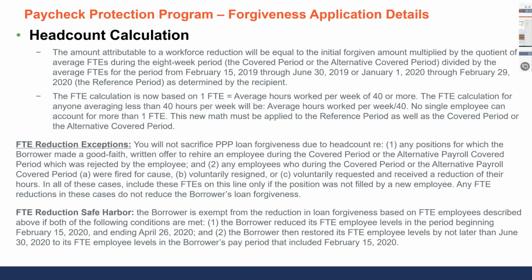And then there's also a safe harbor here, which is you're exempt from the reduction in loan forgiveness based on FTE employees if both of these conditions are met. The borrower reduced its FTE employee levels in the period beginning 2/15/2020 and ending 4/26/2020, and the borrower then restored its FTE employee levels by not later than June 30th, 2020 to its FTE level in the borrower's pay period that included 2/15. So what this means is if this condition applies, if you have reduced your FTE count between 2/15 and 4/26, and then you restore that count not later than June 30th back to the 2/15/2020 level, then there's nothing else that you need to even worry about for forgiveness related to the headcount calculation.